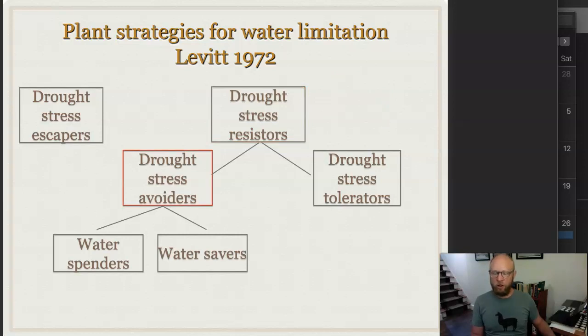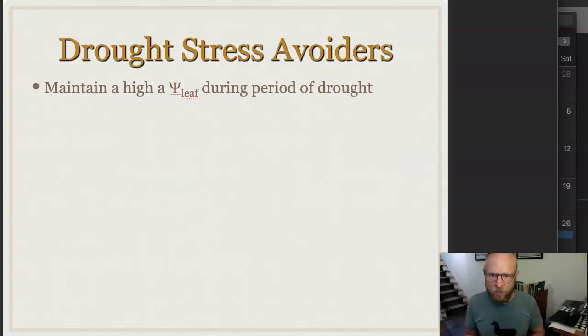So drought stress avoiders are kind of like plants in denial. All right, they're able to kind of ignore and pretend the drought isn't happening. So what that means, if we think about the water potential of the tissue, is that it doesn't really change very much during a drought.